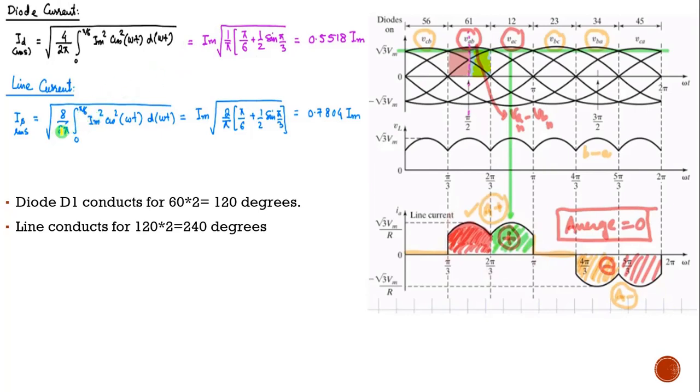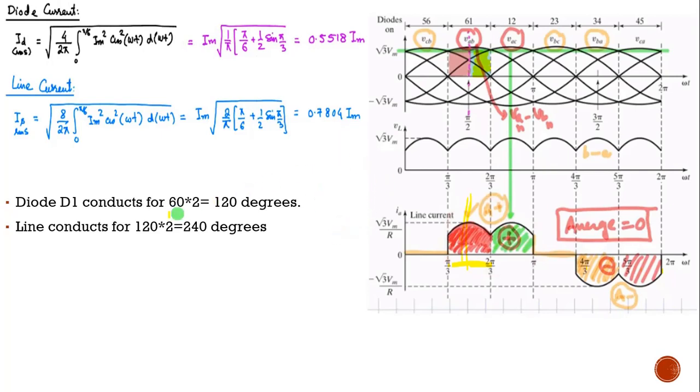Now coming to the line current. This is the line current waveform IA. If I take this as the reference line, you can see how many parts there are: 1, 2, 3, 4, 5, 6, 7, 8. So it will be 8 divided by 2 pi, and the limit will be, this is 60 degrees, so half of that, 30 degrees. So 0 to pi by 6, Im square cos square omega t d omega t. Finally solving, we will be getting IA RMS, that is the line current RMS, which will be equal to 0.7804 Im.